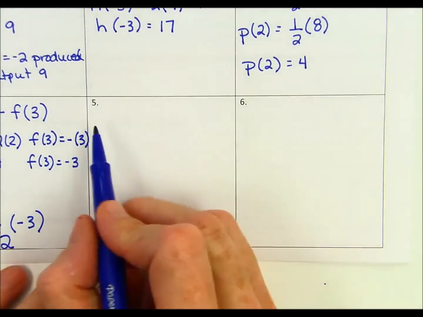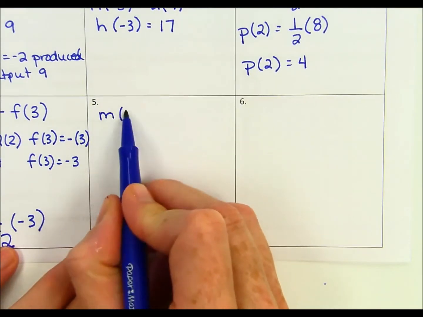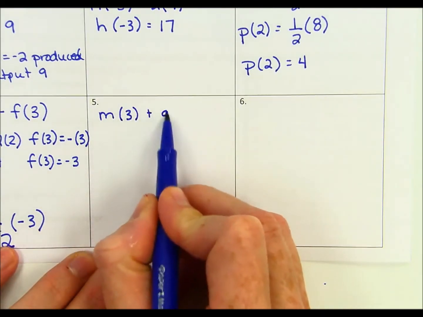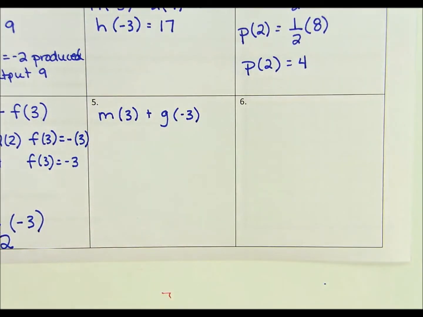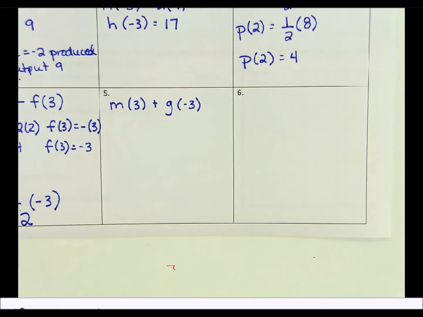Question 5. I want us to look at m of 3 plus g of negative 3. Now I would like for you to pause the video and try this one. Remember to separate it, then do the operation.